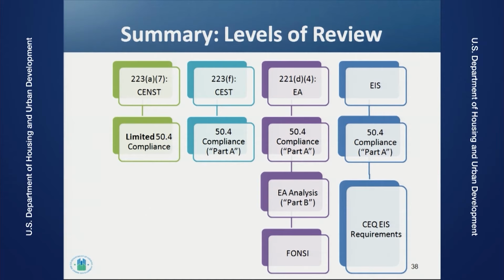221D4s require an environmental assessment, which requires both Part A and Part B of the 4128, as well as a FONSI. And environmental impact statements, which would come up most likely for anything with 2,500 or more units or beds, require all of that and the White House Council on Environmental Quality's additional requirements of environmental impact statements, which we're not going to bother going into today because they're relatively rare.